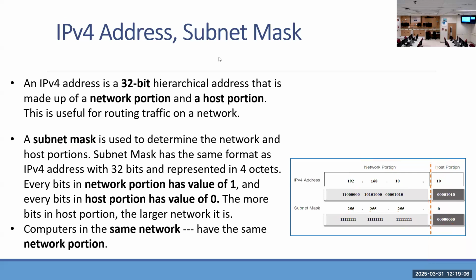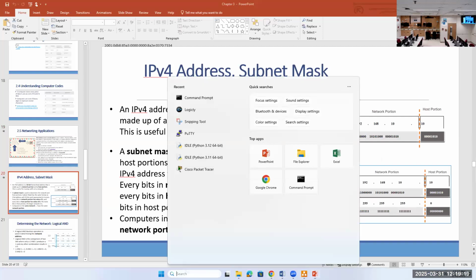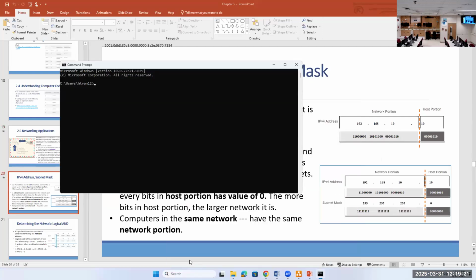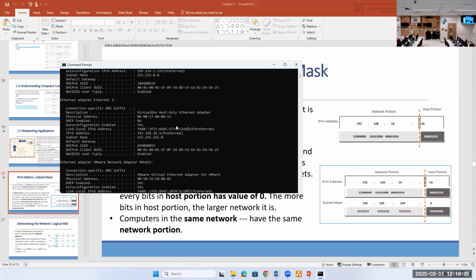And the reason you know that is because if two computers are on the same network, they have the same network portion. That's why, if you look into your computer right now, every computer here, because we are now in the same network, it's like over here.